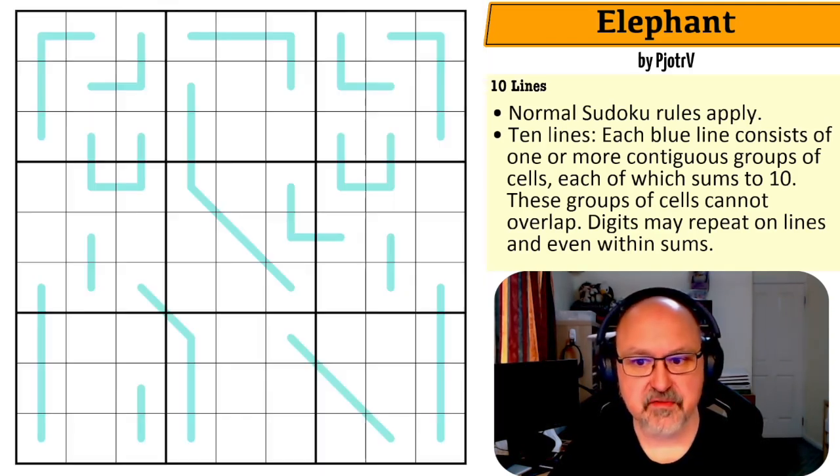I'm going to restart the puzzle to restart my timer. Let's give this a shot. So what do I know here?